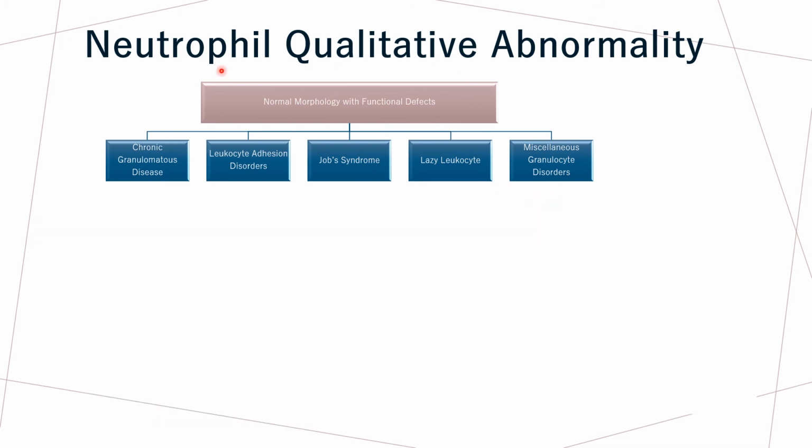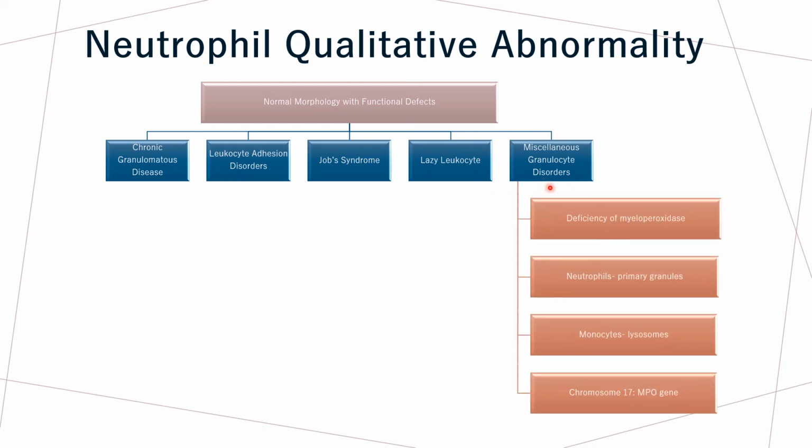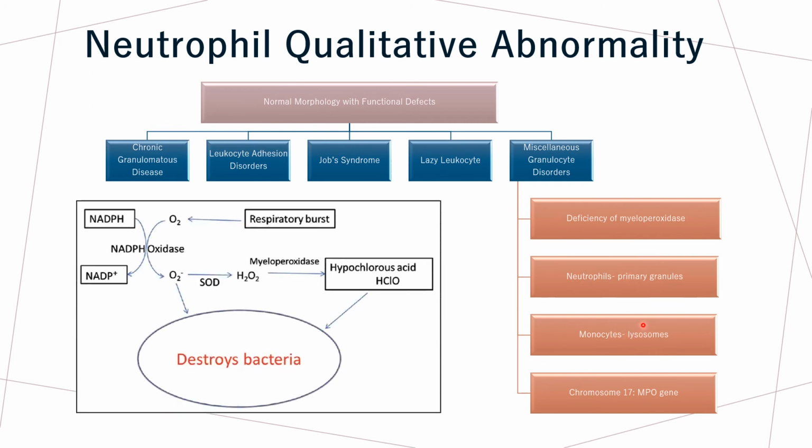The last of the neutrophil qualitative abnormalities are miscellaneous granulocyte disorders, an example of which is the MPO deficiency. This is characterized by the deficiency in myeloperoxidase in the primary granules of neutrophils and the lysosomes of monocytes. Myeloperoxidase normally stimulates the production of hypochlorite and hypochlorous acid, which are oxidant agents that attack phagocytized microbes.